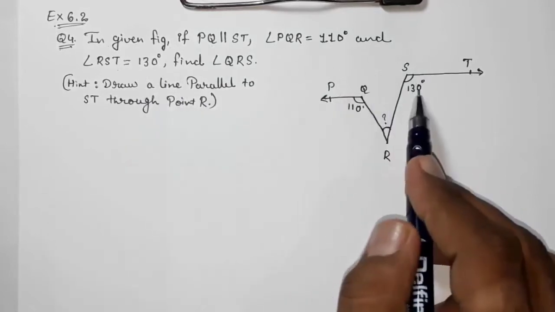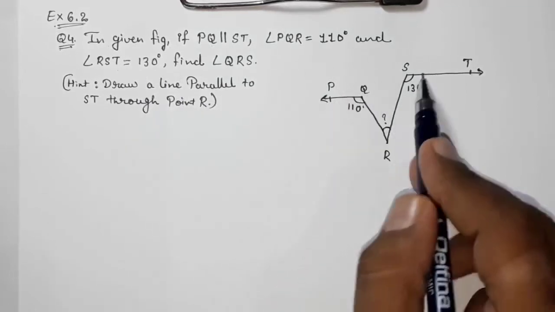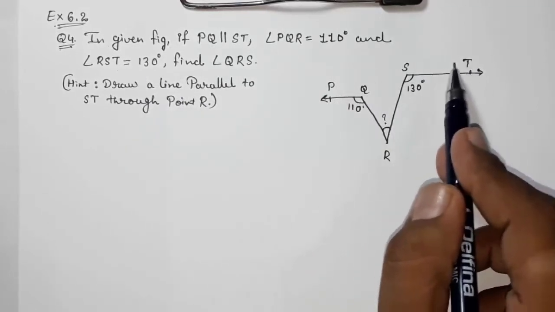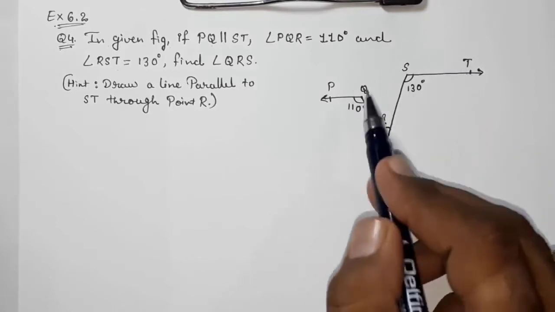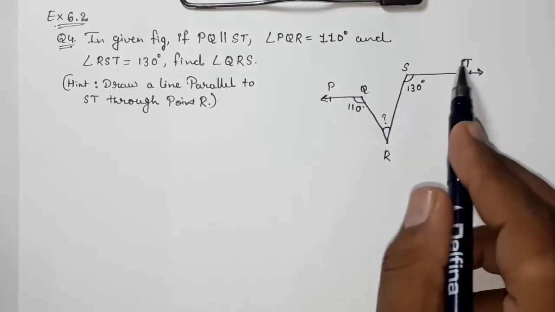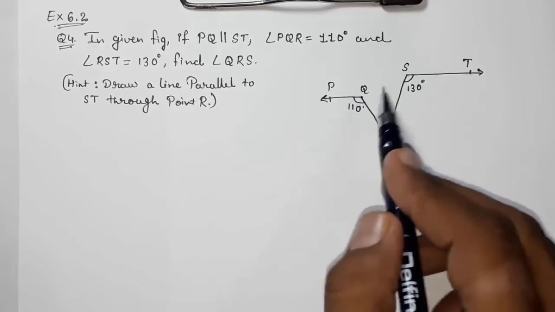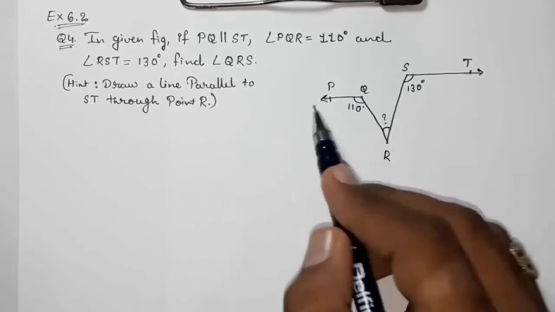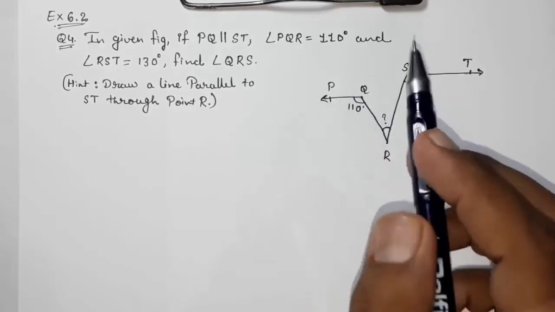Now directly we cannot find out because look here, this PQ and ST are parallel but they don't have any transversal or any line intersecting both of these parallel lines. So directly we cannot do anything with the help of these two. So what do we have to do?